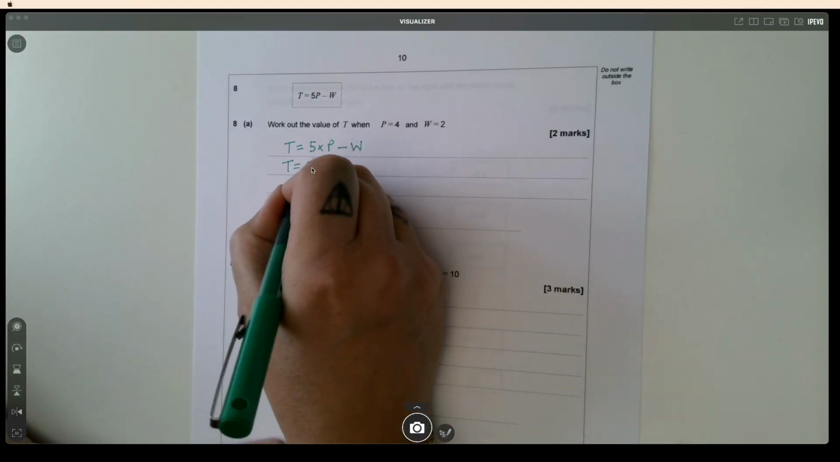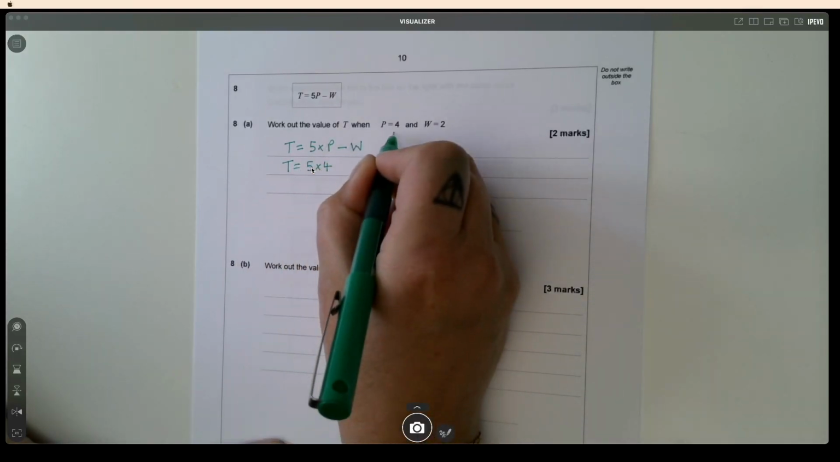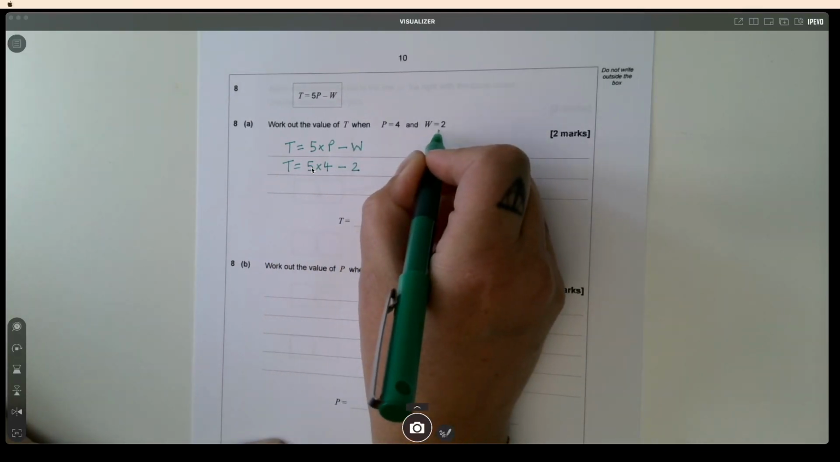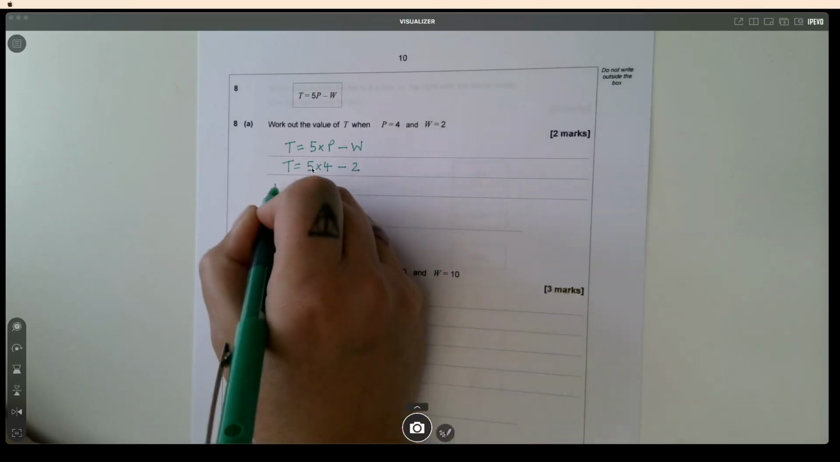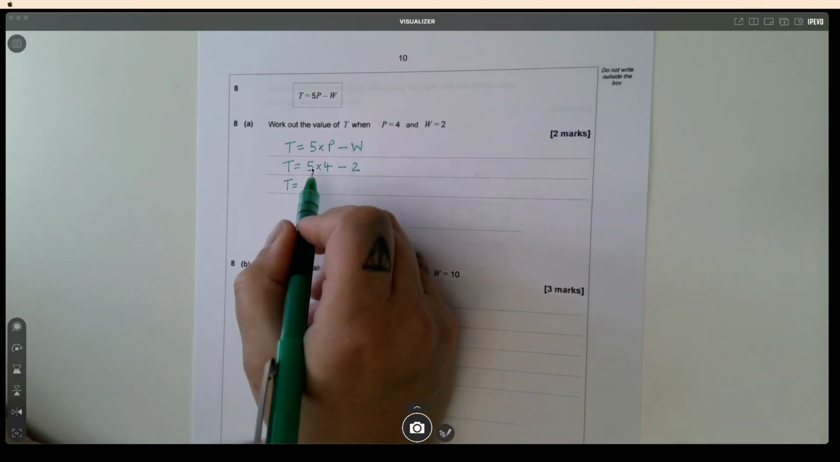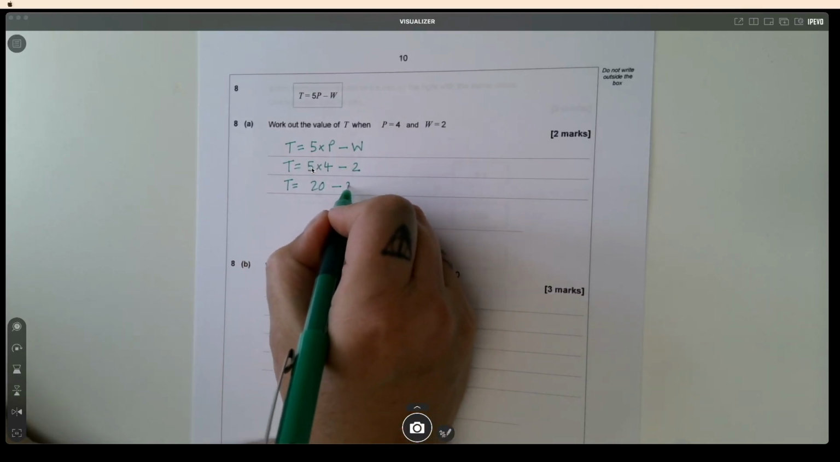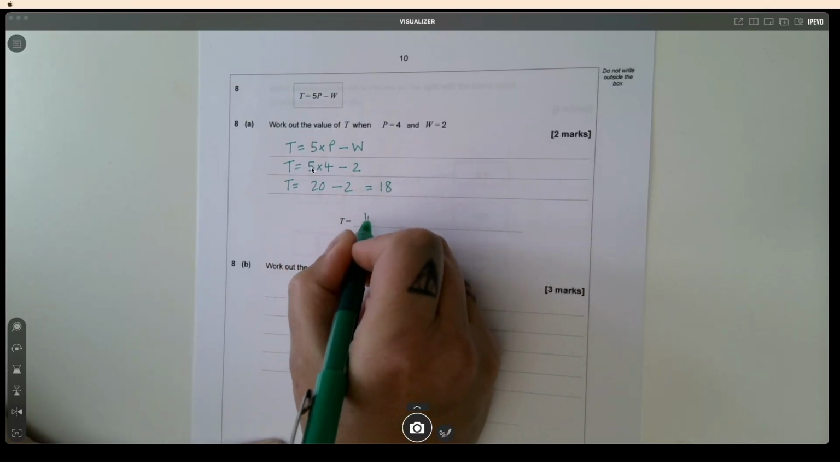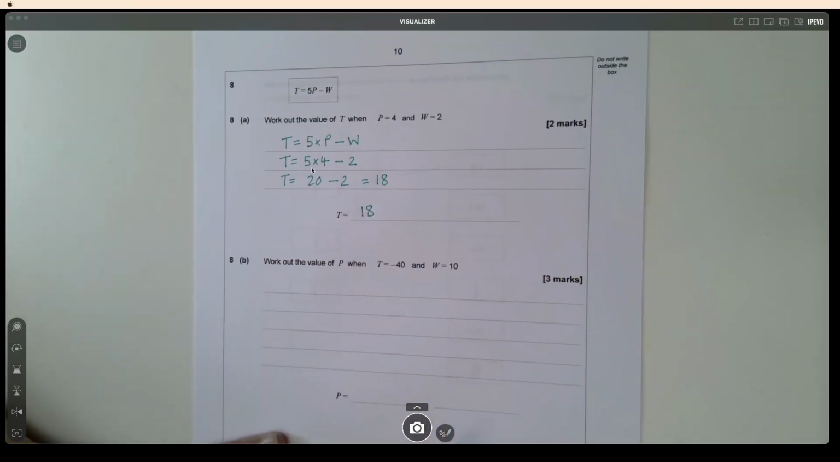Now we can substitute in the values for p and for w. So T equals 5 times 4 because P equals 4. Subtract 2 because W equals 2. Now that I've done that, I can start working out the value of T. So 5 times 4 is 20. And then 20 subtract 2 is 18. So T equals 18.